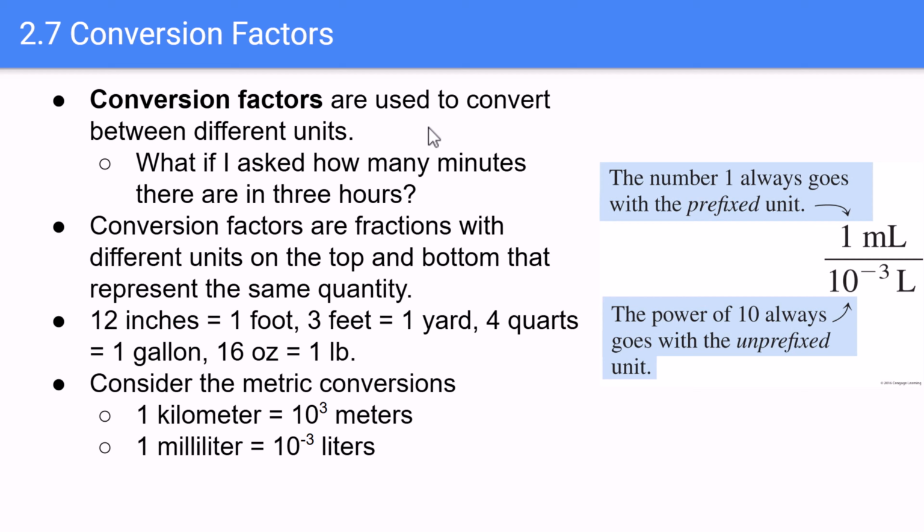And notice that on the right-hand side here, I've gone through and written a conversion factor for milliliters to liters. Again, notice that 1 is going with the prefixed unit, and then whatever power of 10 is listed in that chart goes with the unprefixed unit. Whatever's on top and whatever's on the bottom is going to differ depending upon what you're converting. So it's very, very important to make sure that your math skills are up to par when we do things like dimensional analysis. This is one of the most important things that you're going to learn in this course, that process.